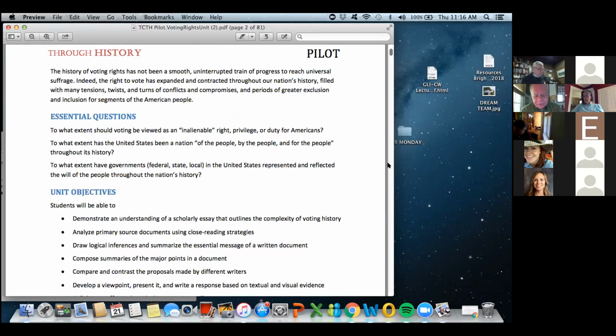The other essential question there, which is a menu for your choice, is: to what extent has the United States been a nation of the people, by the people, and for the people throughout its history? By going through this unit, the students will see that the United States at its inception was truly not of the people, by the people, for the people. In fact, in the first presidential election, they estimate that only 6% of the American people voted for George Washington, and he was the only candidate.